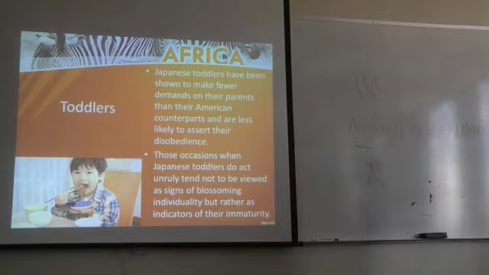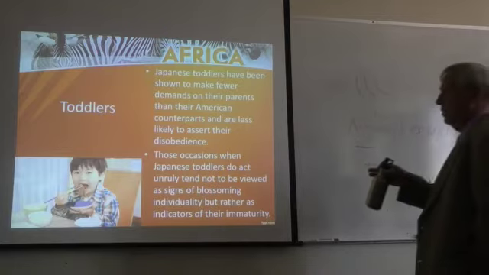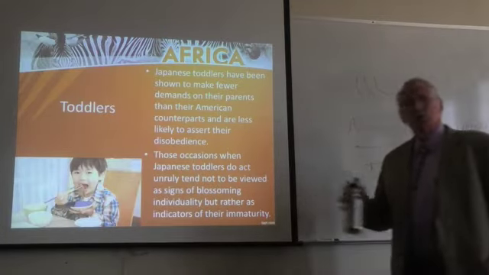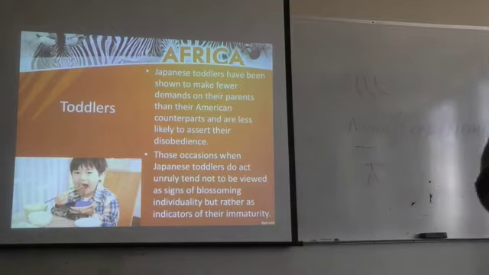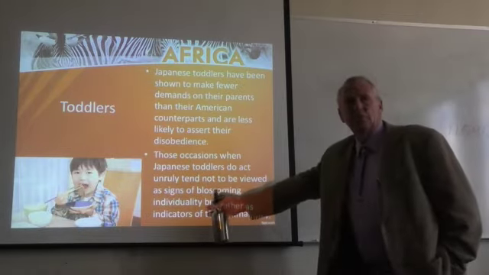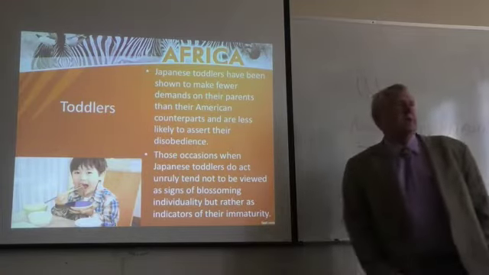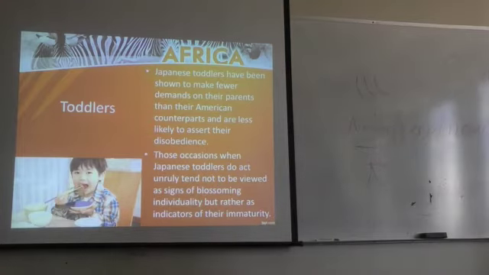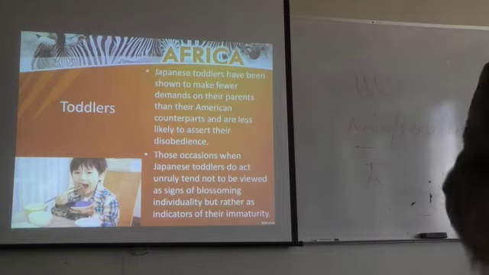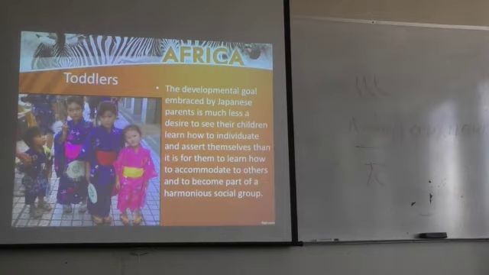Those occasions when Japanese toddlers do act unruly tend not to be viewed as signs of blossoming individuality, as it would be viewed in the United States. We would see it as them seeking autonomy, and it's good that they're seeking autonomy. We would see it as individuality, them trying to be individual. But in Japan, they are seen as immature. This is an act of immaturity. So if the child acts out, they're acting like a smaller child. That is the way they interpret it in Japan. Same act, same age child, different way of looking at things.